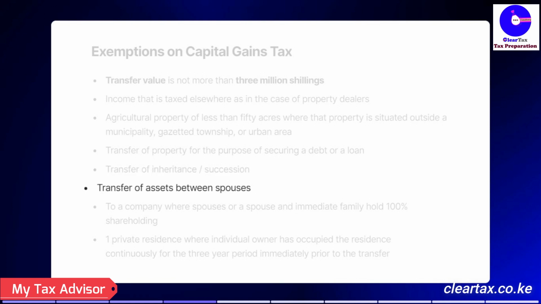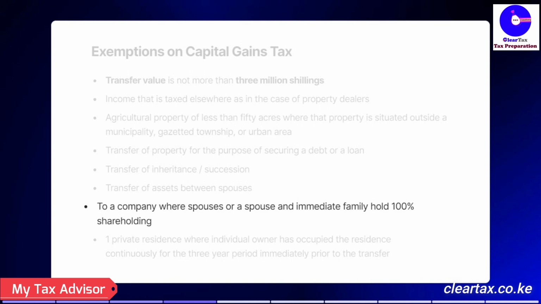The other one is transfer of assets between spouses. All right. So if you're moving assets to your wife, that is not subject to capital gains tax, whether it is the wife or the husband doing that. And for your information also, if you are transferring assets between divorced spouses, those transactions are also not subject to capital gains tax. They were spouses at some time, so those transactions are not subject to capital gains tax.